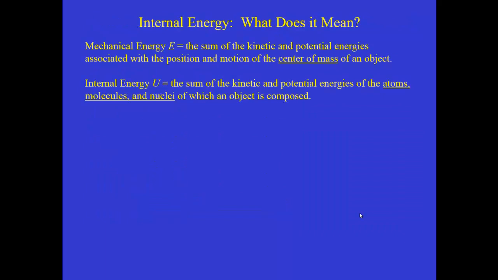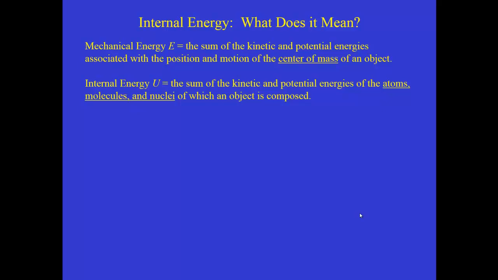So, a couple of definitions. We already know about mechanical energy. We've defined E as the sum of the kinetic and potential energies associated with the position and motion of an object, and to be more precise, we should say associated with the position and motion of the center of mass of the object. So if I take a baseball and throw it through the air, its center of mass is translating through the air, and so the entire object moves along with it. So mechanical energy just has to do with the kinetic and potential energies that object has by virtue of the position and motion of its center of mass.